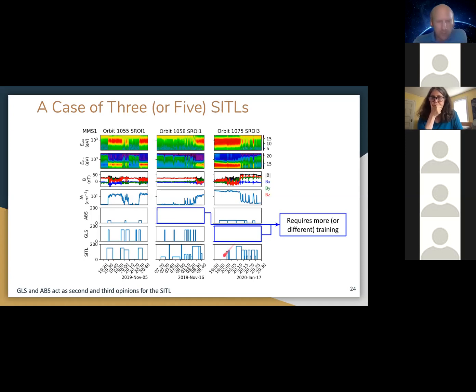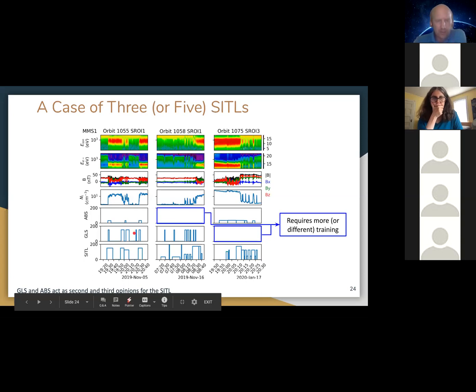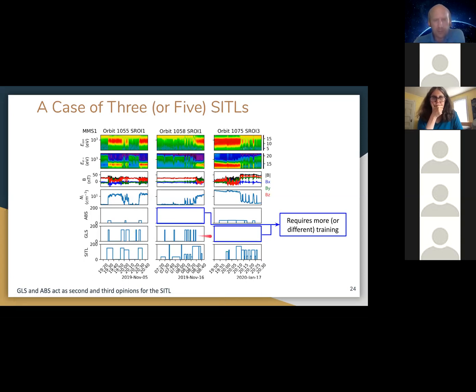We're doing really well on the inbound leg of each orbit, as I'll show in the next slide, but on the outbound leg, in the first region of interest, we're not doing so well. And so we're in the process of examining how our model was trained to try and make it better.